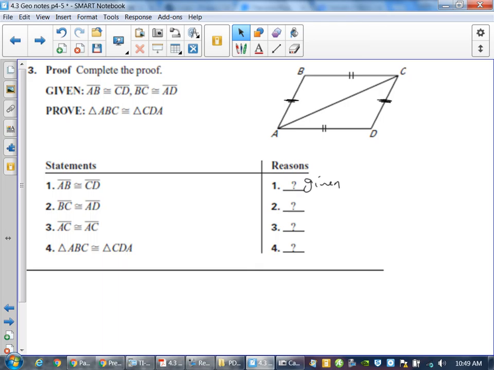After that, it says the next given statement. It tells you BC and AD are the same. Okay? So, why is AC congruent to AC? Reflexive. So all you do is you write that in. It's reflexive. And you look at your diagram. What do you have? Why are your triangles congruent? That's it.